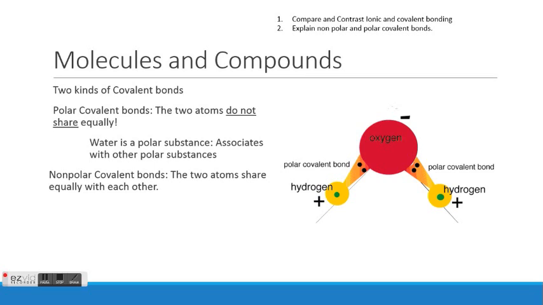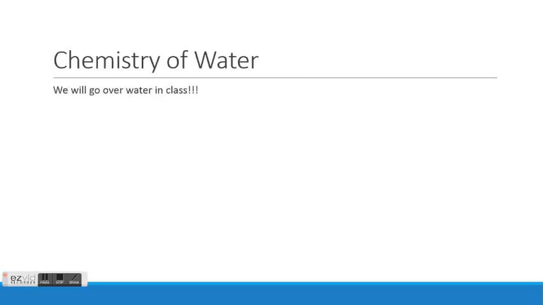Non-polar covalent bonds are 2 atoms that share equally with each other. They don't fight with each other, they share the electrons equally. It'd be like 2 carbons sharing with each other. We'll go over the chemistry of water in class, so you don't have to worry about that right now.